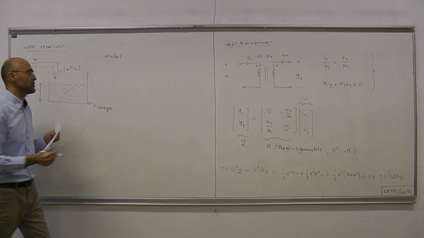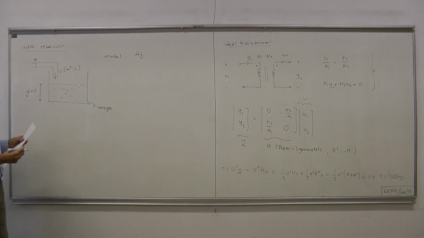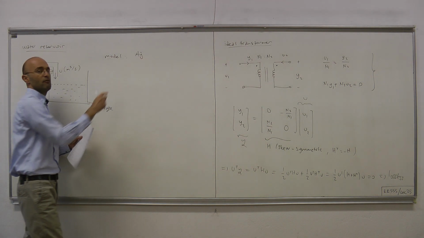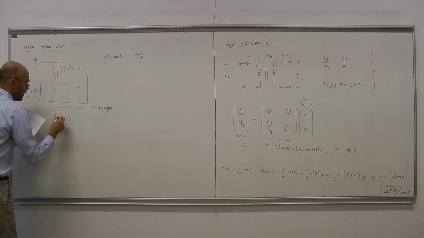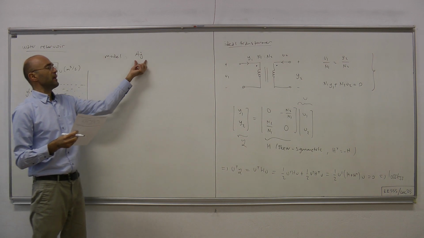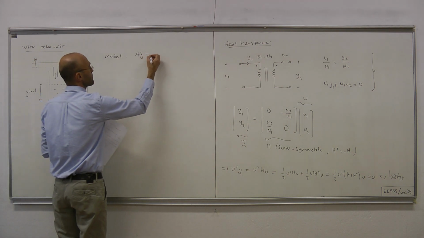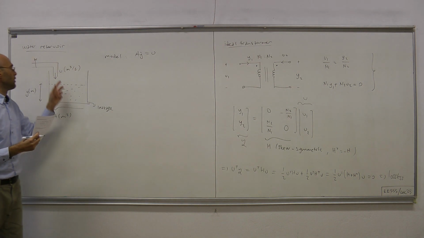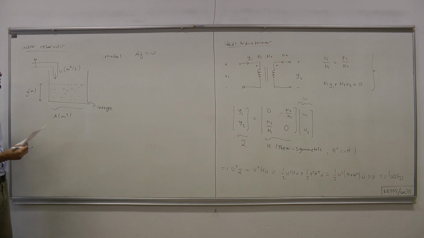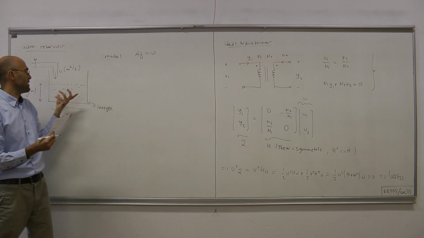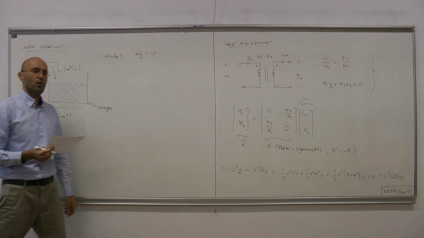Now the model is, if you didn't have any leakage, it's straightforward: A times y dot. This is simply volume dot, because A, the area, is constant. The rate of change of volume clearly equals the input, which is the rate of water being supplied to the container. But this is not an ideal container, it leaks. So we have to introduce that leakage term to our model.